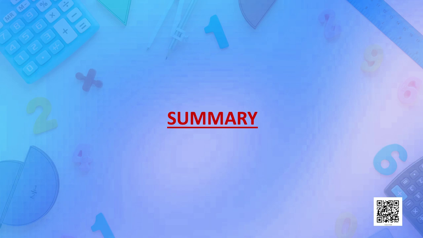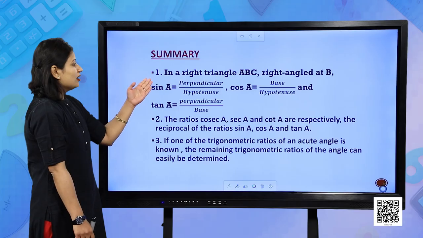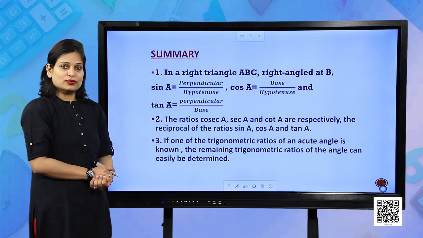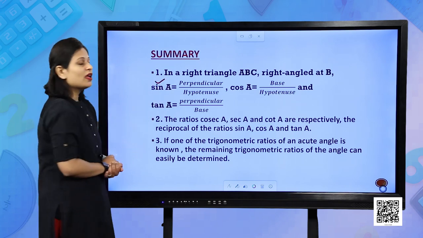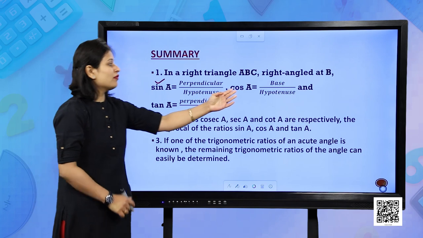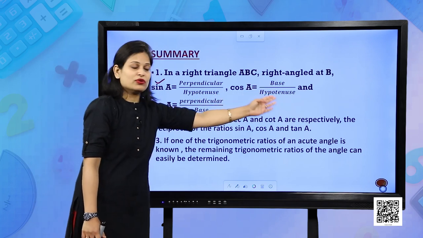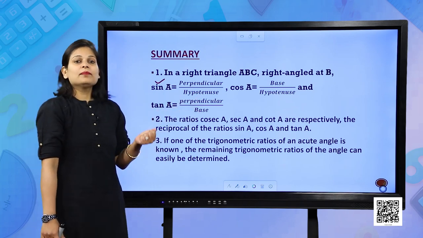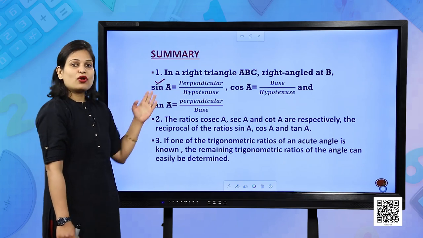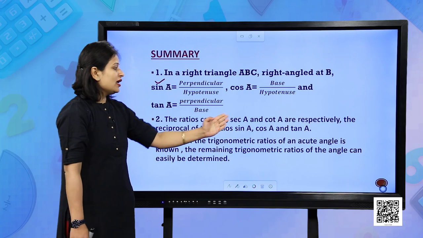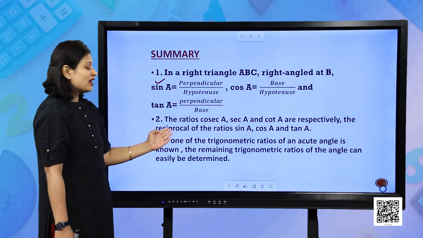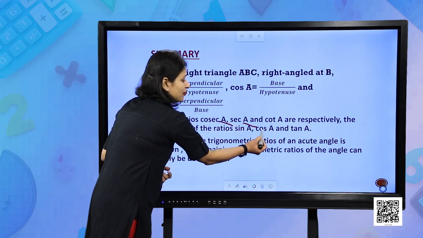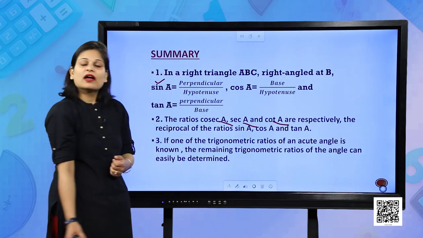Now, let us quickly recapitulate what we have studied today. In a right angle triangle ABC, right angle at B, we have discussed 6 trigonometric ratios. First one was sin A, which is perpendicular upon hypotenuse. Second one was cos A, which is base upon hypotenuse. And the third, tan A, which is perpendicular upon base. Now, the other 3 trigonometric ratios are just the reciprocals of these 3: cosecant A, secant A and cot A, which are respectively the reciprocal of sin A, cos A and tan A.